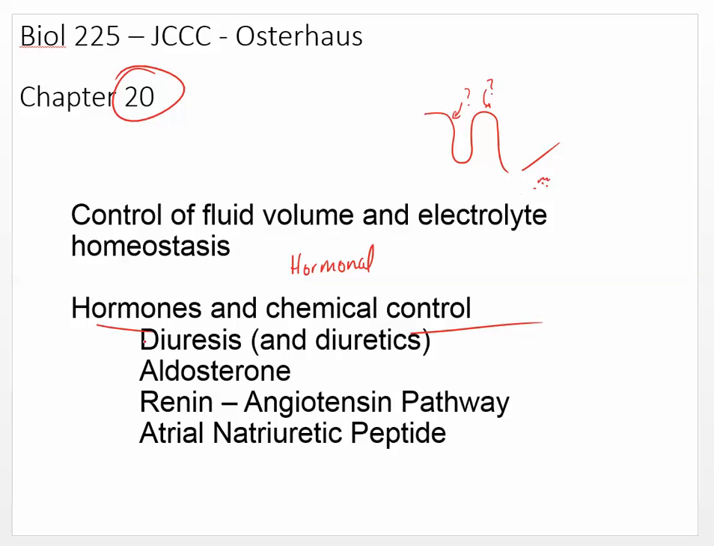Okay, so we're going to go over each one of these. Diuresis, which is where the term diuretics comes from, which is a drug that makes you produce more urine, or a drug or a hormone, as we'll see. Then we'll talk about a hormone called aldosterone, and then a hormone system called the renin-angiotensin pathway, which also uses aldosterone. And then we'll talk about another one called atrial natriuretic peptide. Now, there's another one that I don't have listed here, which is called vasopressin, also called antidiuretic hormone, or ADH, that we'll talk about.